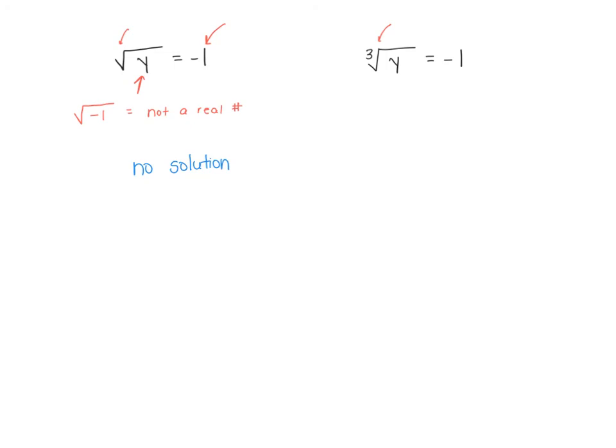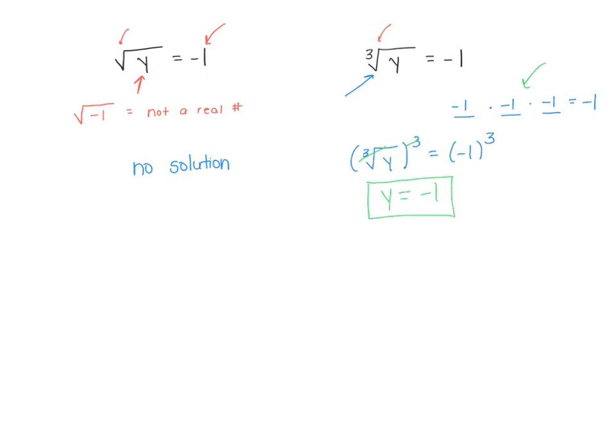Now with a cube root, that's different because remember, I'm multiplying 3 things together. So if all 3 of them are negative, I can end up with a negative answer. So in this case, I can solve this one because it has an odd root. So I would just cube both sides of the equation, remembering to put everything in parentheses. And then here the cube and the cube root would cancel, leaving us with y. And then here, -1 cubed is -1. So our answer is -1.